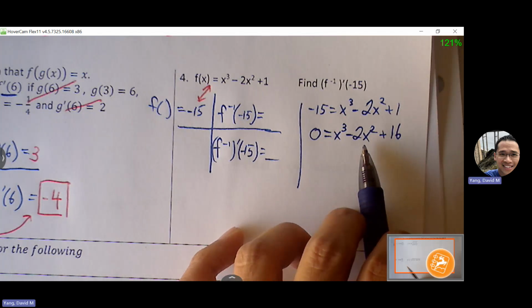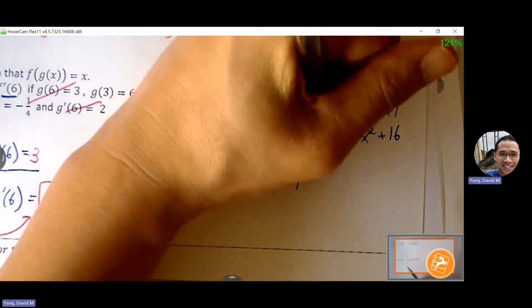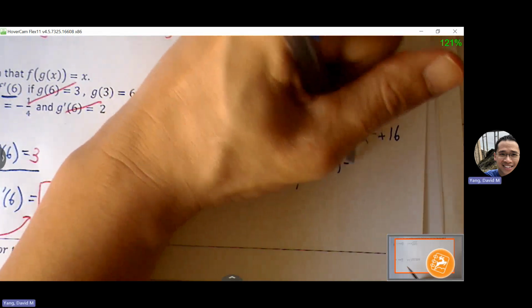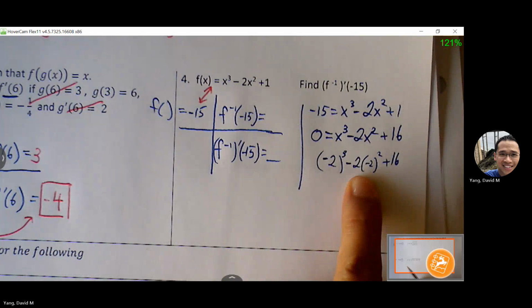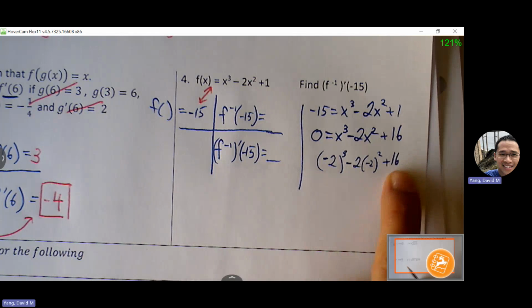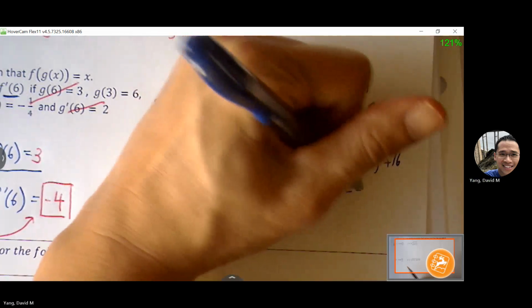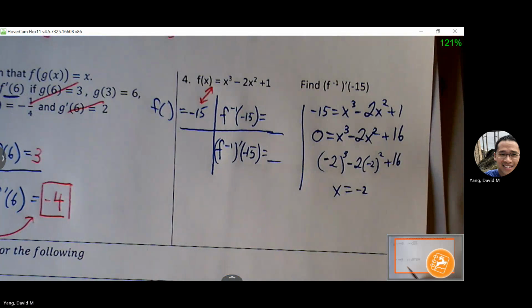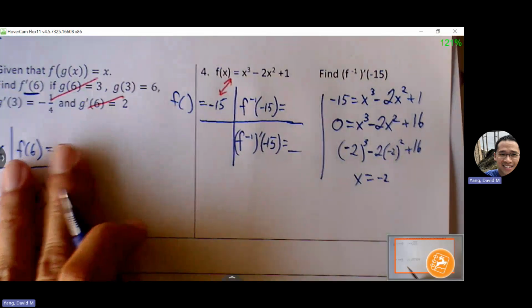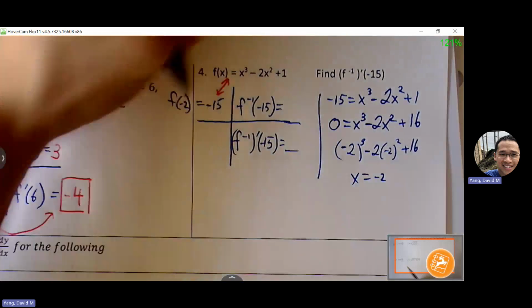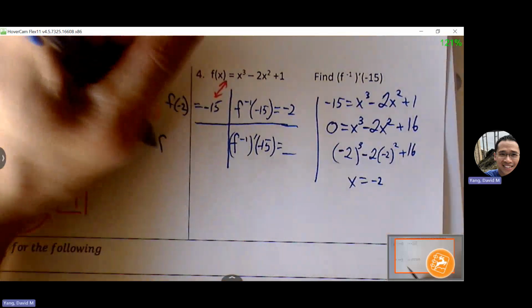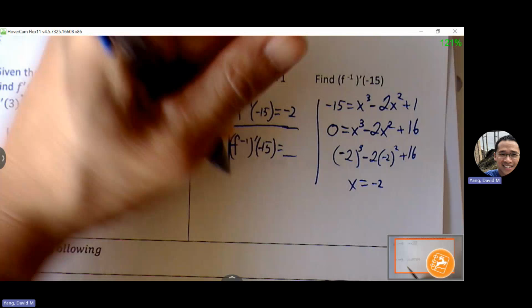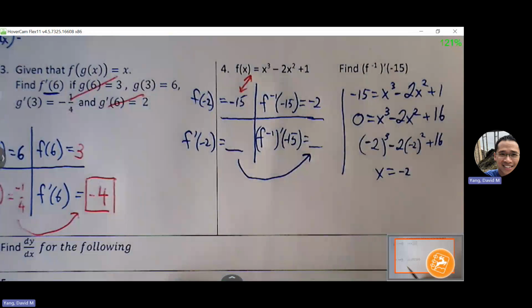Okay, what about negative 2? So negative 2 cubed minus 2 times negative 2 squared plus 16. So that's negative 8 minus 8 plus 16. So that works. So if I know that my ordered pair is negative 2 at x, then I know that negative 2 must be the y value of my inverse function. So if I can find f prime of negative 2, then that slope will lead me to the slope of the inverse at negative 15.